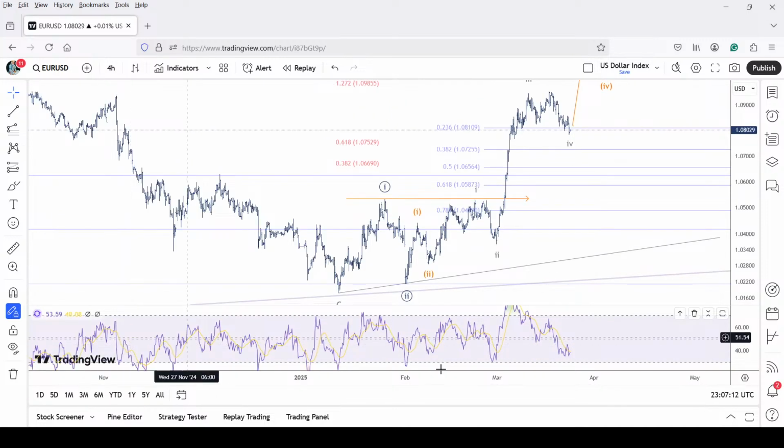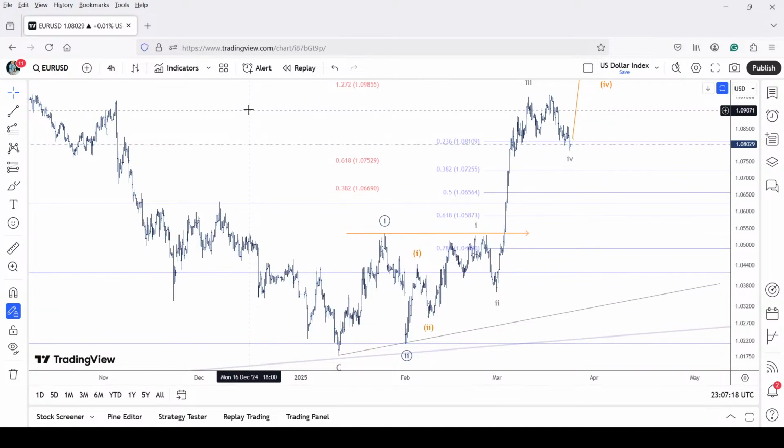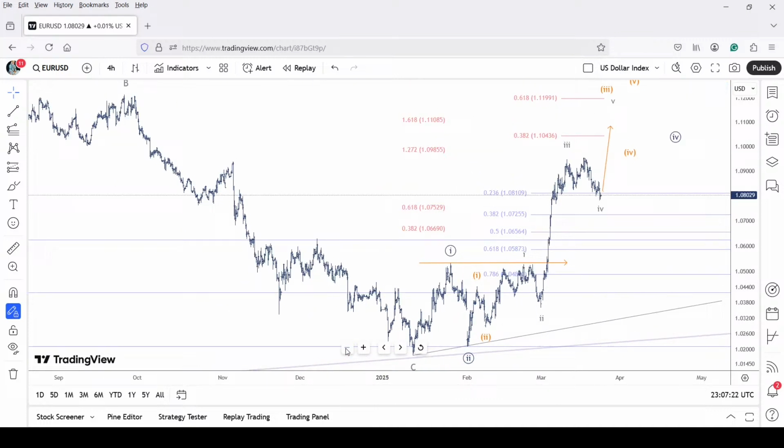All right, so that's the story as we move into the Sydney Tokyo overlap for euro. I think we can move on to the dollar index followed by pound.